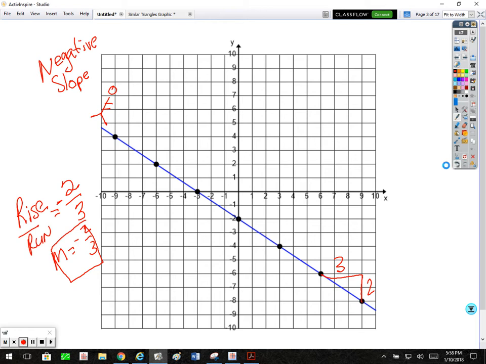Let me redraw that just a little bit. The slope of the line is negative 2 over 3. I still need to draw a little bit better. Sorry. Okay, so negative 2 over 3. If you look again, if we go up 2 over 3, up 2 over 3, rise is 2, run is 3. So it's a constant slope, a constant rate of change, okay?